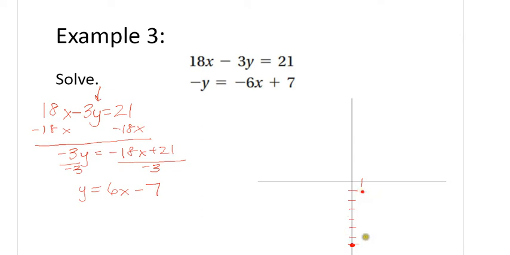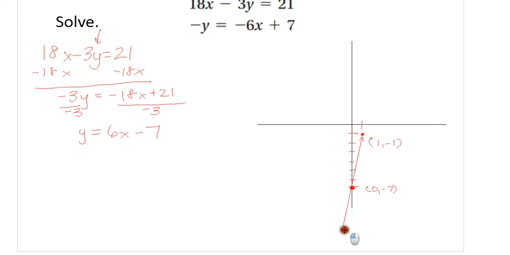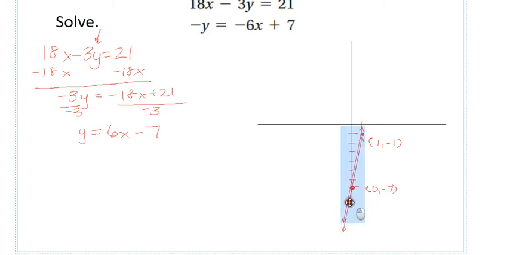So I've got 2 points now. One here is at 0, negative 7. And one here is at negative 1, negative 1. And I can connect those 2 points with a line. I'm going to go ahead and just move that line so it's a little more clear. Beautiful.